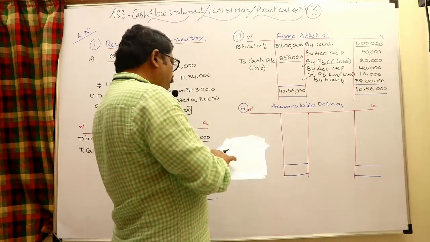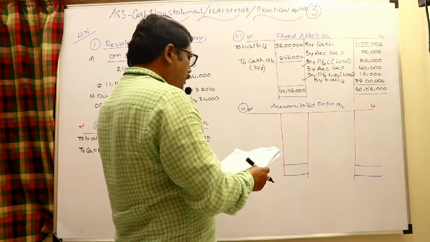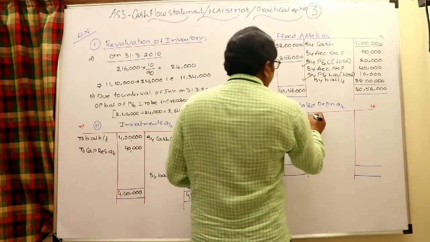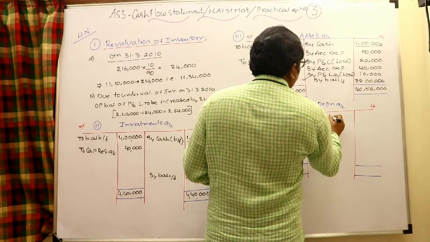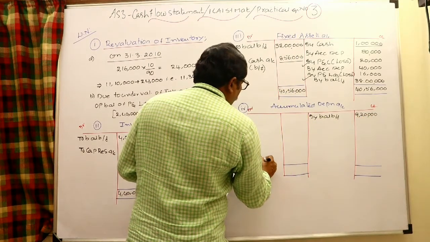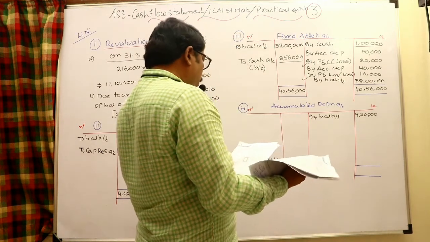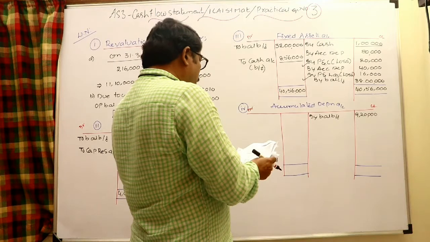And what was the opening accumulated depreciation? Provision for depreciation 9,20,000 credit balance, by balance brought down 9,20,000. To balance carried down, the closing balance also is given as closing balance 11,60,000.